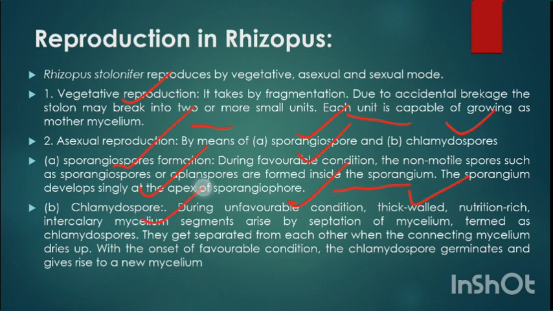nutrition. Intercalary mycelium segments arise by septation of mycelium. Sometimes during the formation of chlamydospores, septa are formed between the cells or between the mycelium. They separate from each other and each fragment acts as a chlamydospore and germinates to form a new Rhizopus organism. Okay, so this is how they reproduce by chlamydospore.